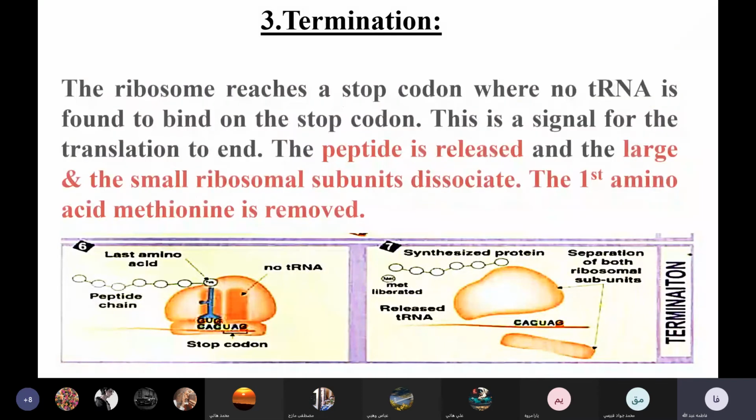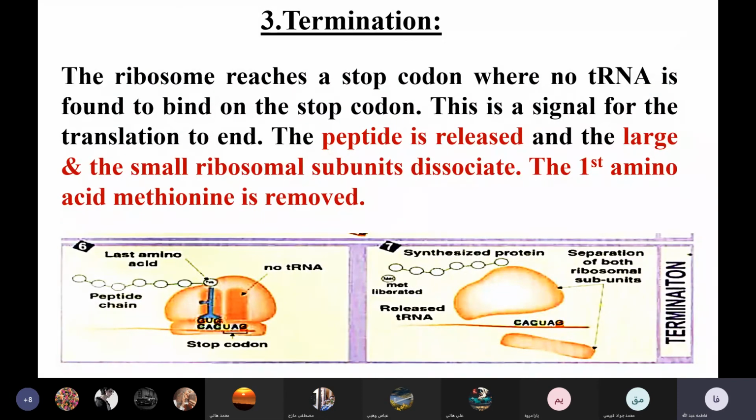So in termination the ribosome reaches a stop codon where no transfer RNA is found to bind on the stop codon. This is a signal for the translation to end. The peptide is released and the large and the small ribosomal subunits dissociate. The first amino acid methionine is removed.